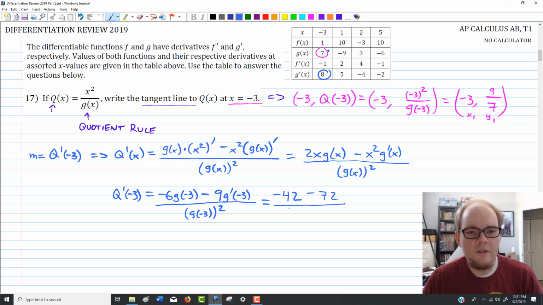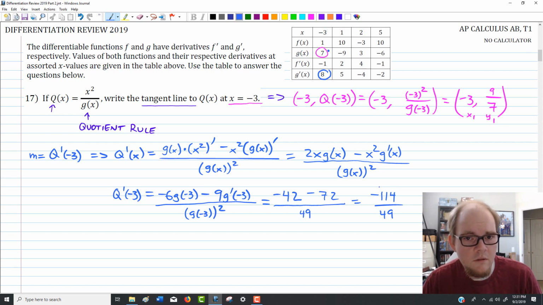So with those ingredients in place, we said g of negative 3 was specifically 7, so that makes this whole thing over 49. And now to simplify this whole thing, negative 42 and negative 72 is negative 114, so I'm thinking this is going to be negative 114 over 49. Now I'm not sure if that's divisible by 7, to see if I might want to simplify it in that numerator. Pretty sure it's not. So what I do know is 91 is divisible by 7. So 98, 105, 112, it's not. So basically we'll stop right there. There is our slope. This will be the slope for our line.